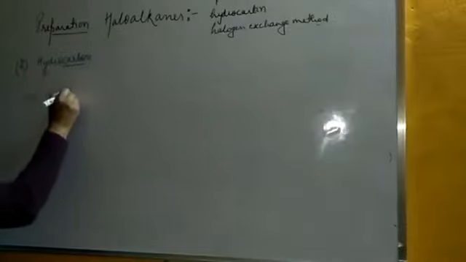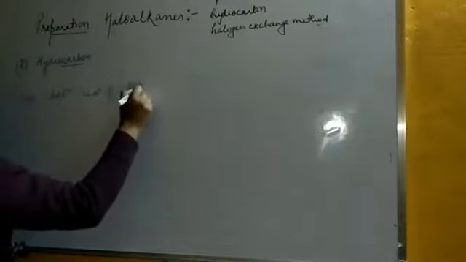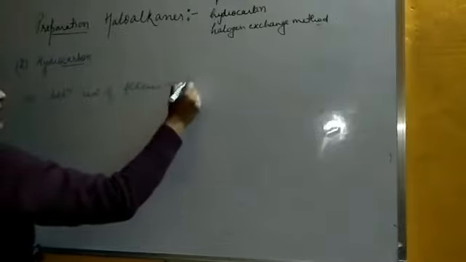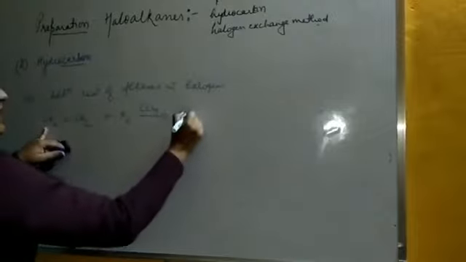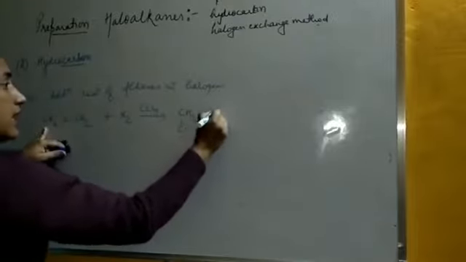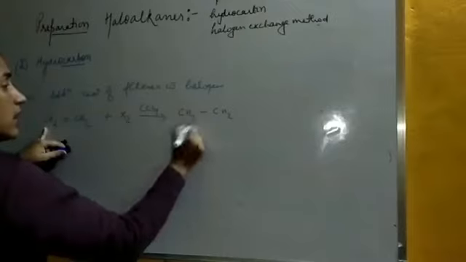Now the addition reaction with alkene can take place with halogens also. So addition reaction of alkenes with halogens. For example, if it is CH2 double bond CH2, with X2 in presence of carbon tetrachloride, it will form CH2X and CH2X.